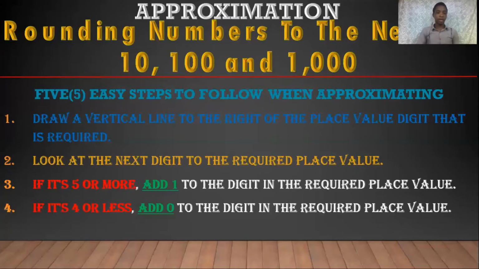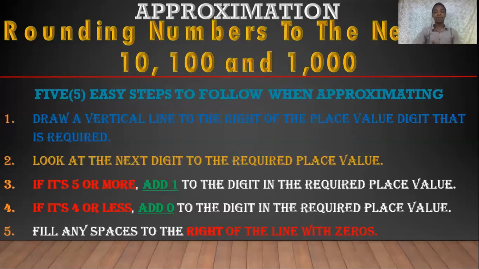In case of step 4, if it is 4 or less, that means you're having 4, 3, 2, 1, or 0, you round down. Rounding down means you add nothing to the digit in the required place value. And then finally, once you've done that, you fill any space to the right of the line with what? Zeros. Do you get that? So very easy steps. You don't have to memorize all this, just know how to apply them and then you're good to go. So, example 1.